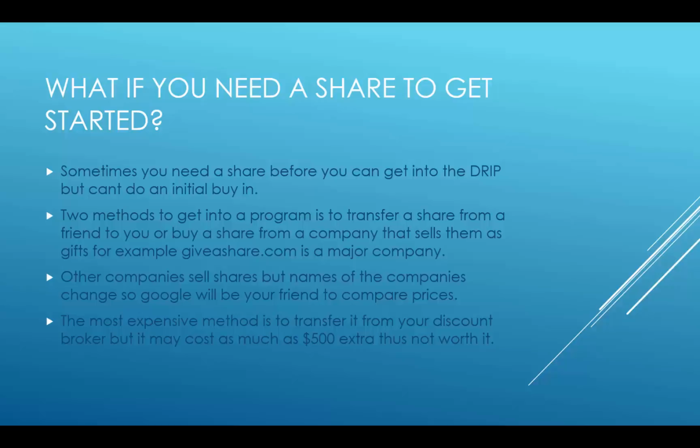So there's two methods to get into the program. One is to transfer a share from a friend to you, or to buy a share from a company that sells them as gifts. For example, GiveAShare.com is one of those major companies that does that service. There are other companies that sell shares, with various names, so you need to use Google and compare prices. But the most expensive method is to transfer it from your discount broker to the transfer agent, which can cost as much as $500 extra. Thus, it's not worth it.